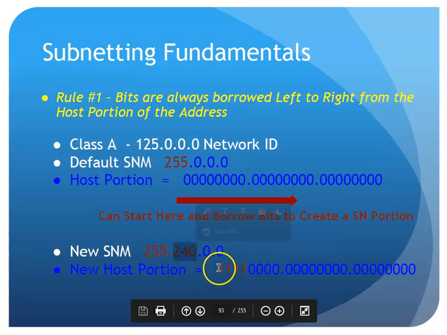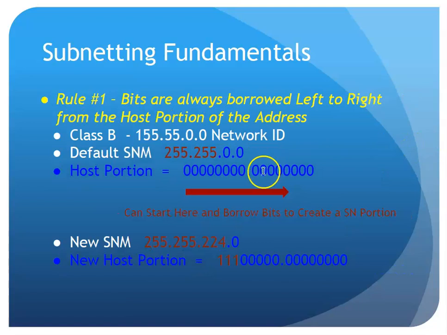And that I would reflect with my subnet mask 240. We'll get to that in a little bit. But it's really just this octet here written in decimal. That would be my subnet piece. I'm borrowing left to right. Let's look at a Class B. Class B is 255.255.0.0.